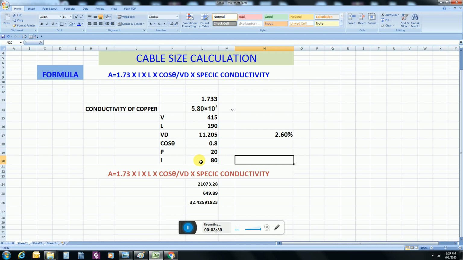And you know how you can calculate ampere rating from given power. If you are going to calculate the cable size, definitely your voltage is already defined, you have to measure the length, then you have to calculate the voltage drop, power factor is already defined, and you have to determine the power, the kilowatt power for which you are going to calculate cable size. So this is very simple. I think you can understand.